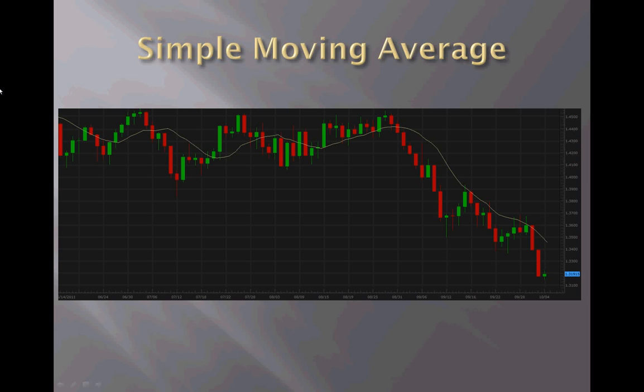If you plotted a 5-period simple moving average on a 1-hour chart, you would add up the closing prices for the last 5 hours and then divide that number by 5. You now have the average closing price for the last 5 hours. String together those average prices and you get a moving average.